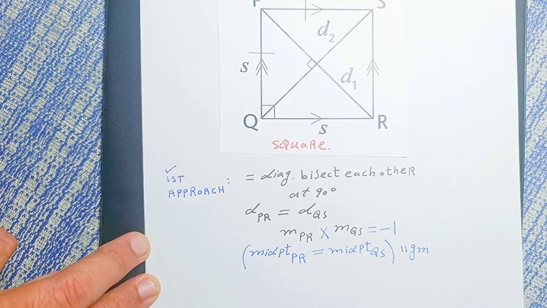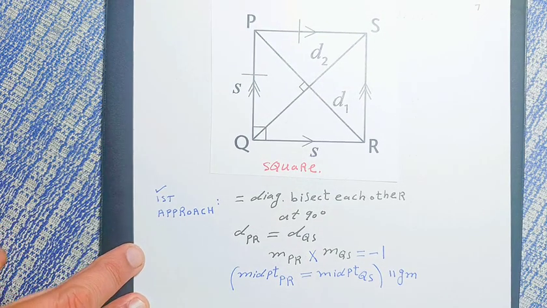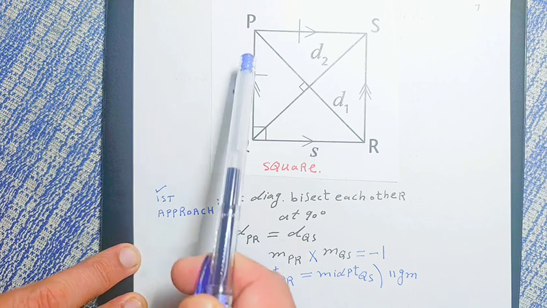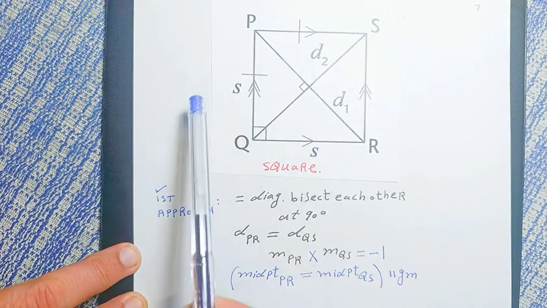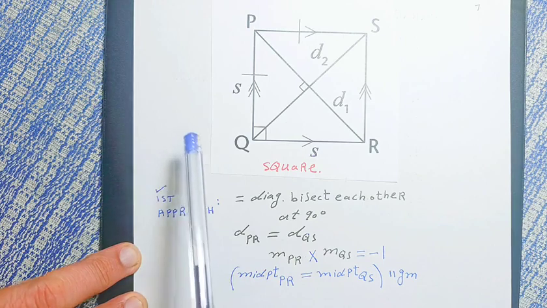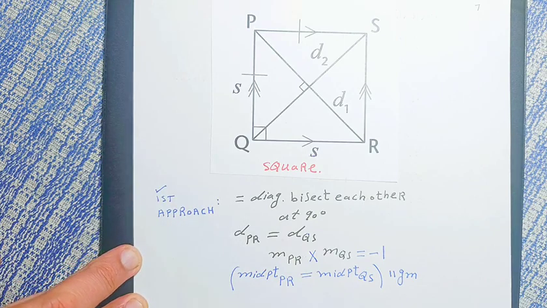Now second thing, one pair of adjacent sides are equal. So I need to prove that. Whenever we need to deal with equal length, obviously we apply the distance formula. So we take the distance of PS, and that must be equal to the distance of PQ. Then that's the second condition you need to fulfill. Then we can say this is a square.